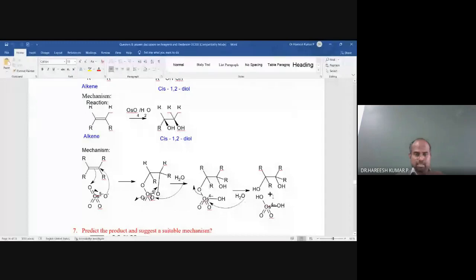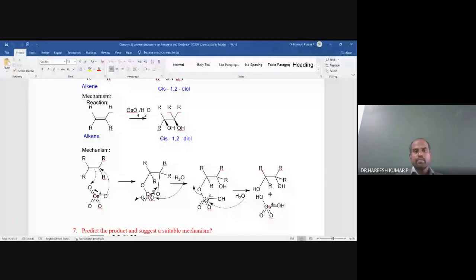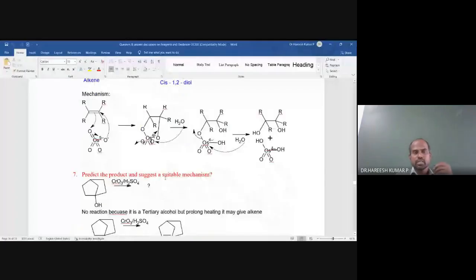So what is the stereochemistry here? The stereochemistry here is the formation of cis-1,2 diol. Okay, that is the stereochemistry. Then we'll go to the next question.